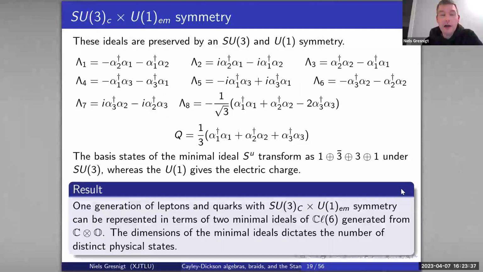And so what you can find, for example, in Nicole Furey's thesis, is that those two 8-dimensional ideals are preserved by both an SU3 symmetry and a U1 symmetry. And you can generate those symmetries from these generators given here. So then one might ask, of the 8 basis states that we have in a given minimal ideal, how do they then transform under those SU3 and U1 symmetries?